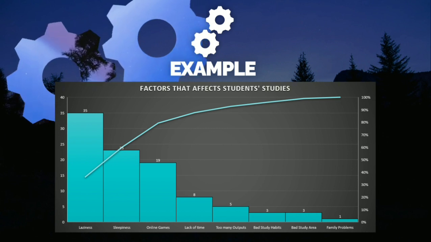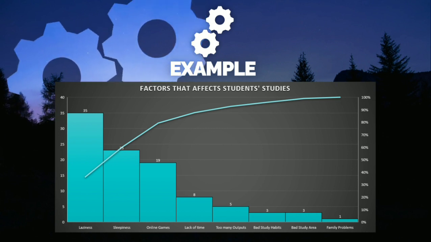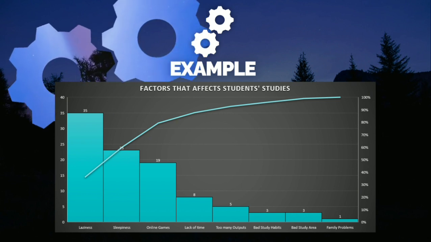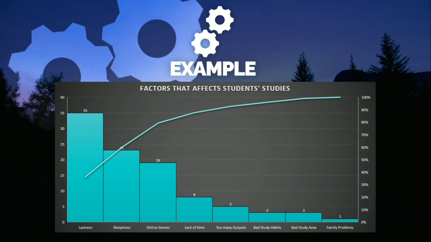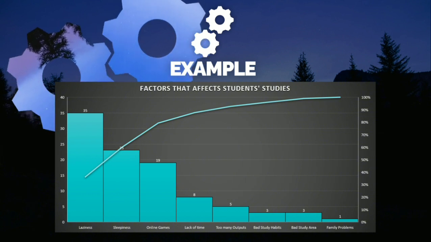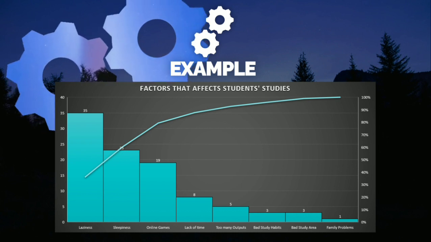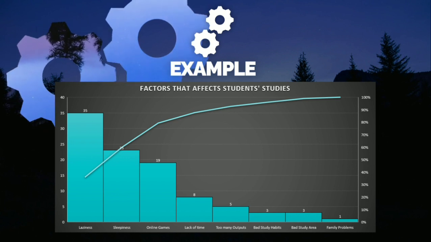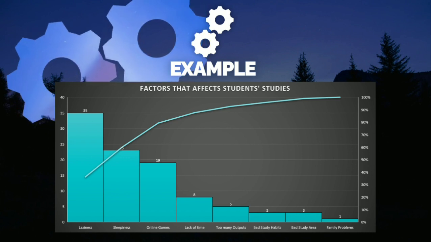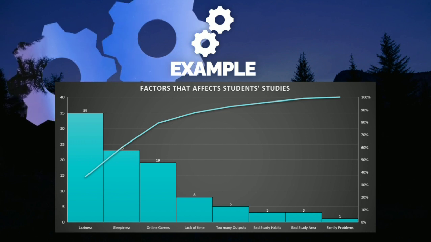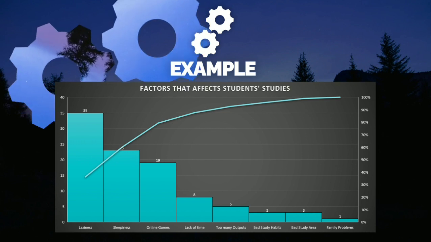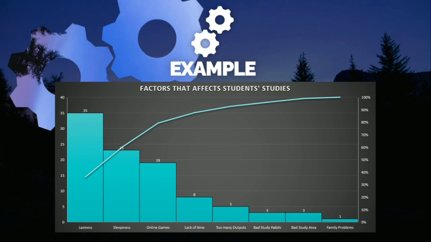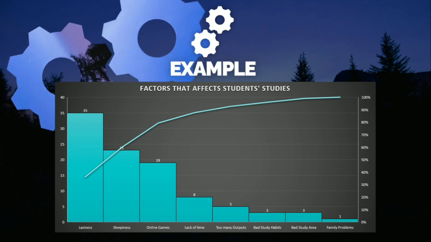We can see that each bar represents the factors that affect a student's studies. These are the student's laziness, sleepiness, online games, lack of time, too many outputs, bad study habits, bad study area, and family problems. By using the Pareto principle 80/20 rule, we can see from the right side of the chart the percentages. The first three columns are approximately at 80%, and these are the students' laziness, sleepiness, and playing online games factors.